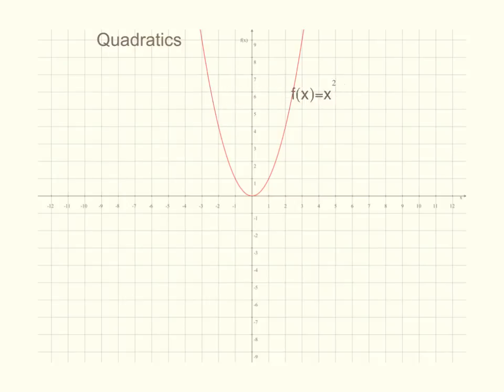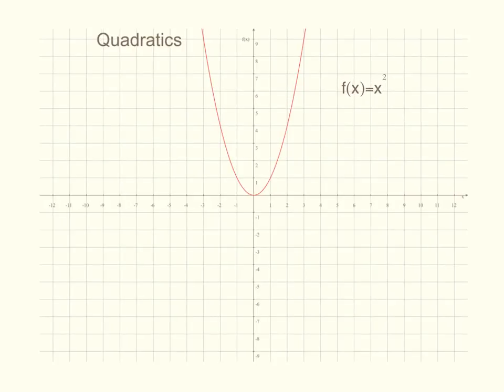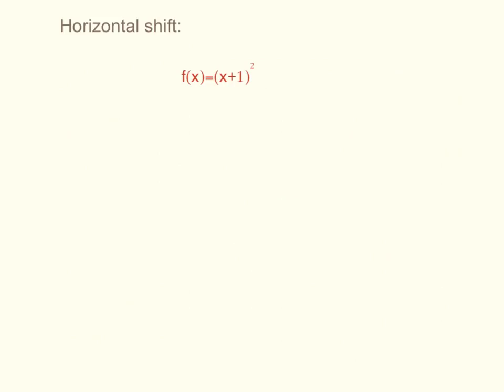So here we have our parent function f of x equals x squared. Notice the shape of this graph is different than the absolute value. This is called a parabola and is more curved or U-shaped. So now we are going to take a look at a horizontal shift. Let's see the equation f of x equals x plus 1 squared. And we assume, based on what we've learned from the absolute value functions, that this would be a horizontal shift to the left one. Let's take a look.